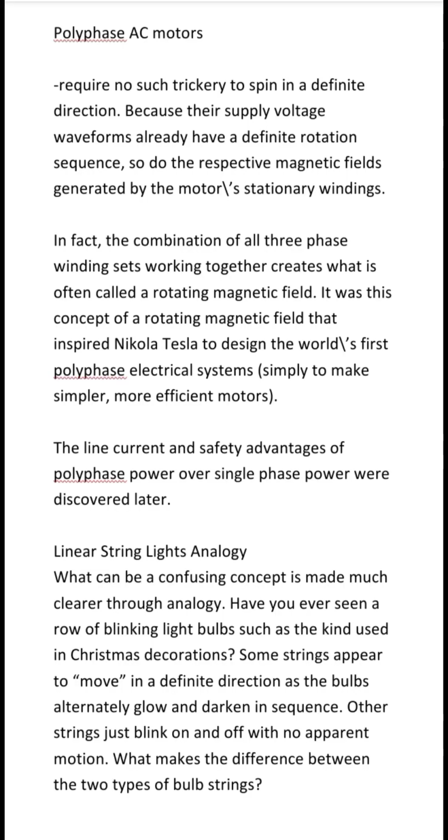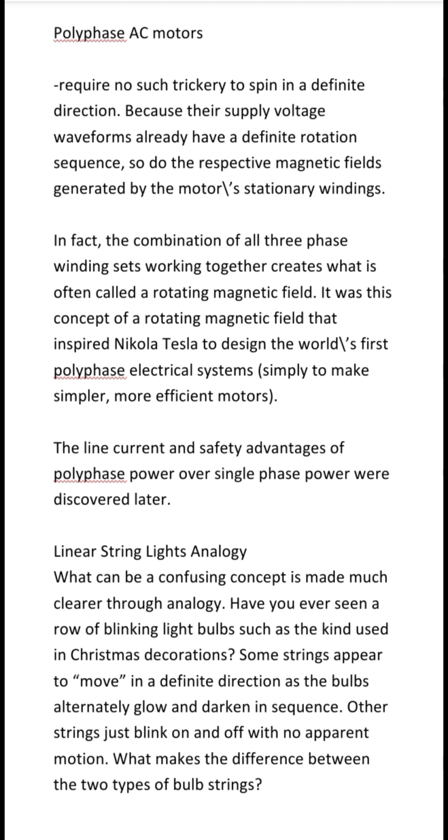Polyphase AC motors require no such trickery to spin in a definite direction, because their supply voltage waveforms already have a definite rotation sequence, and so do the respective magnetic fields generated by the motor's stationary windings. In fact, the combination of all three phase winding sets working together creates what is often called a rotating magnetic field. It was this concept of a rotating magnetic field that inspired Nikola Tesla to design the world's first polyphase electrical system, simply to make simpler, more efficient motors. The lower current and the safety advantages of polyphase power over single-phase power were discovered later.